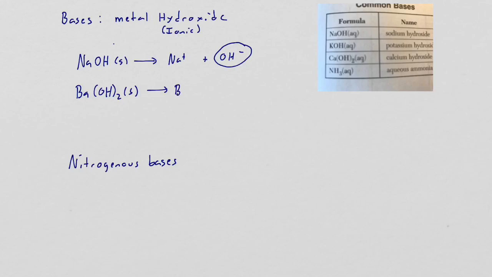Barium hydroxide will break up into barium ions and hydroxide ions. All of our strong bases are what they call metal hydroxides. So there's 3 of these bases listed there in the table. And then you've got this weird guy down here, ammonia, right?